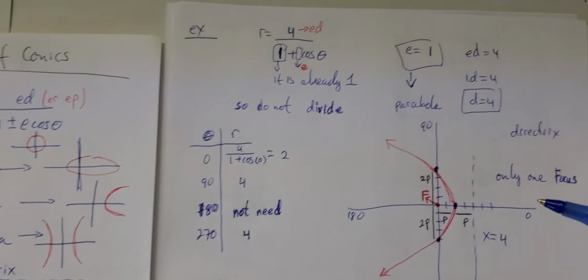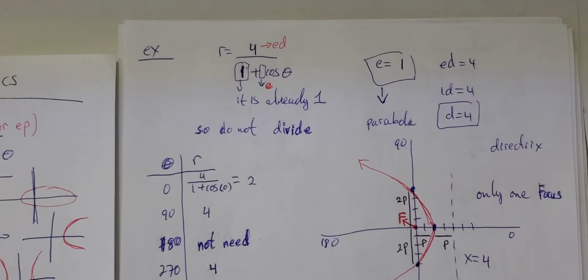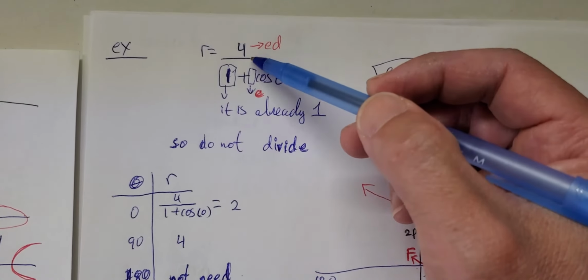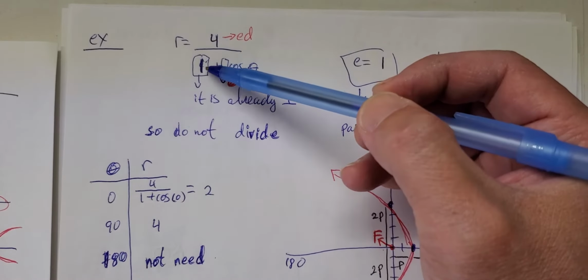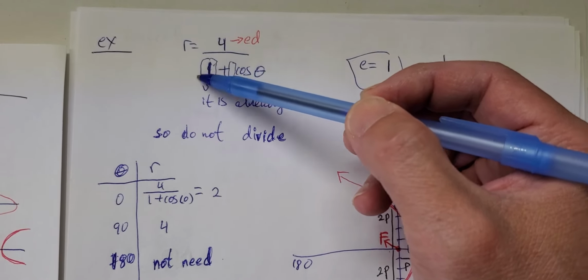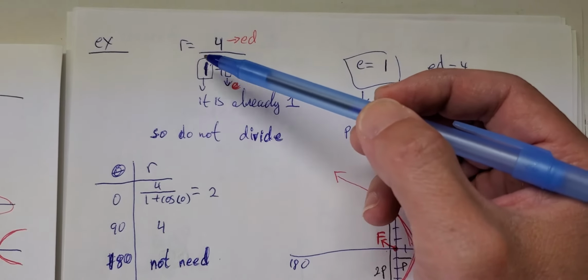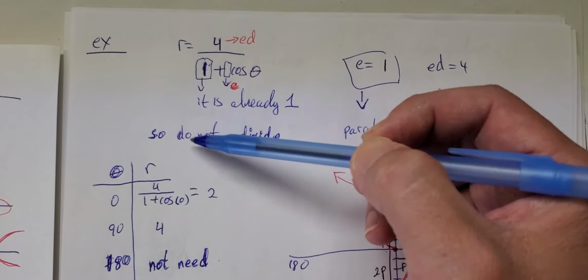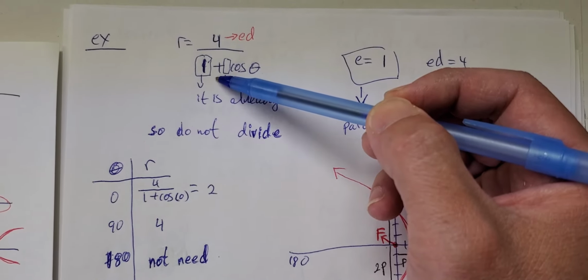Okay, so let's go back to this example. Here you have R equal 4 all over 1 plus cos theta. Now if you look very carefully, this is already a 1. So since this is already a 1, there's no need to divide. Just leave it the way it is.